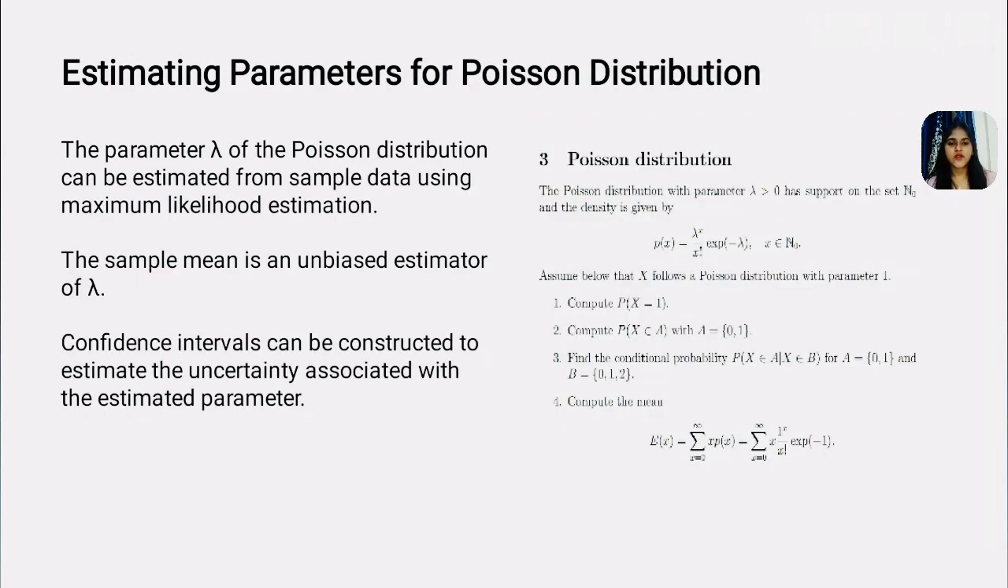Estimating parameter of Poisson distribution. The parameter lambda of the Poisson distribution can be estimated from sample data using maximum likelihood estimation. The sample mean is an unbiased estimator of lambda. Confidence intervals can be constructed to estimate the uncertainty associated with the estimated parameter.